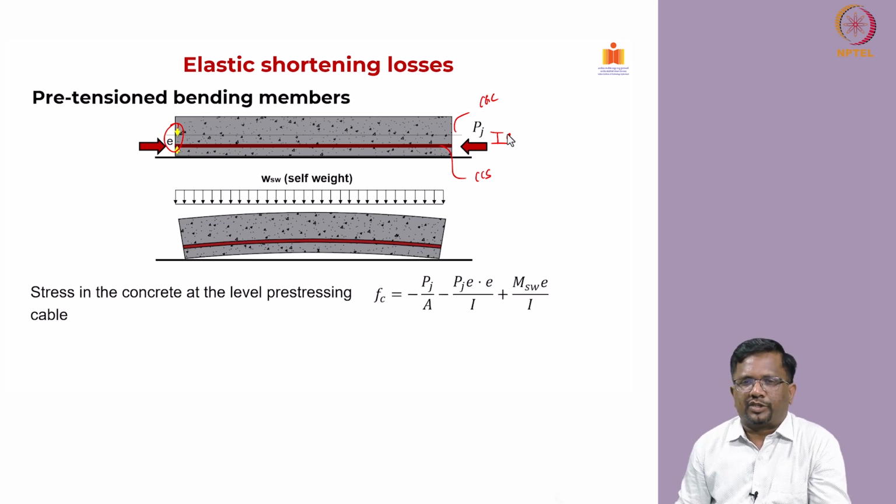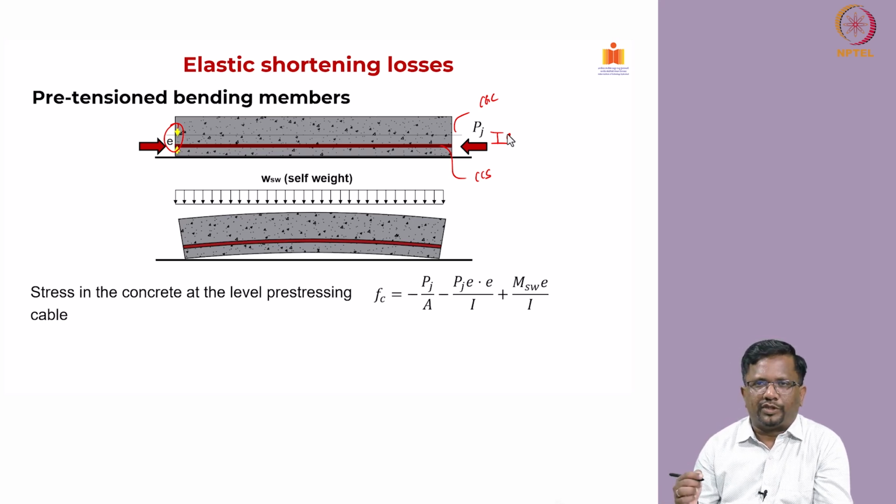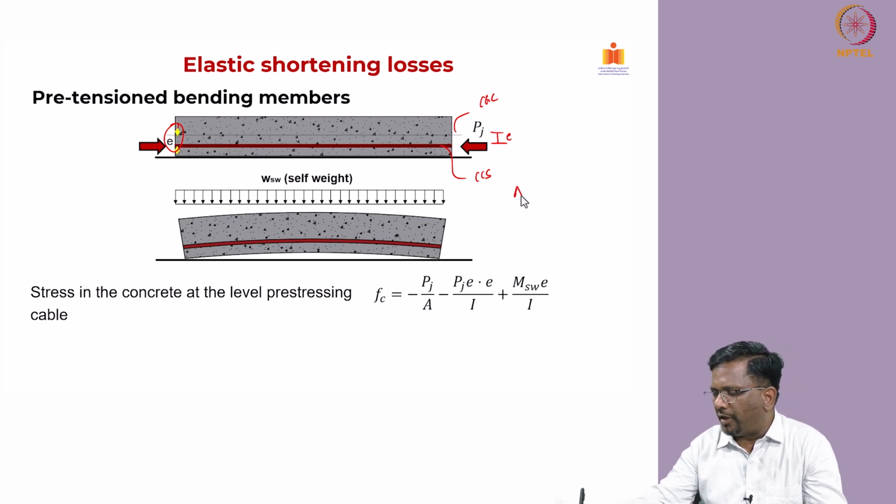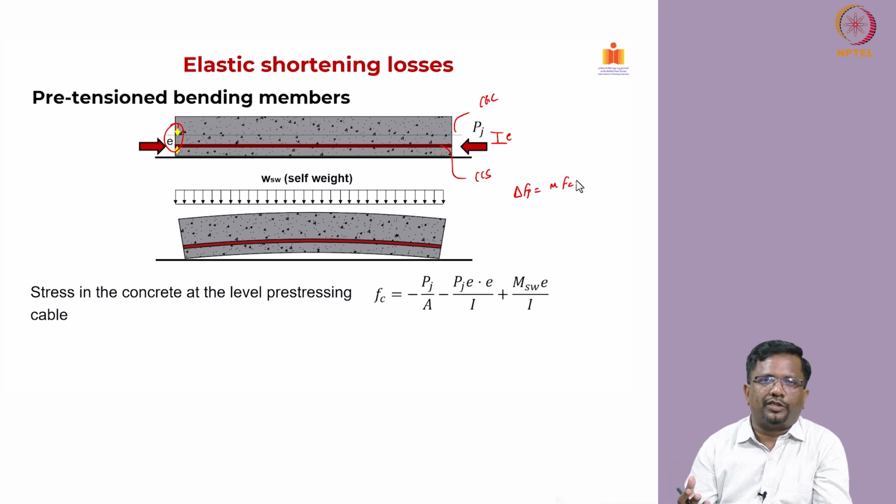Now, what would be the stress in the concrete at the level of pre-stressing cable? Because as per your definition, we know that the elastic shortening is a function of your epsilon c. To calculate my epsilon c, for example, delta Fp, we know that it is nothing but modular ratio times the stress in the concrete. Now, how do we calculate the stress in the concrete?